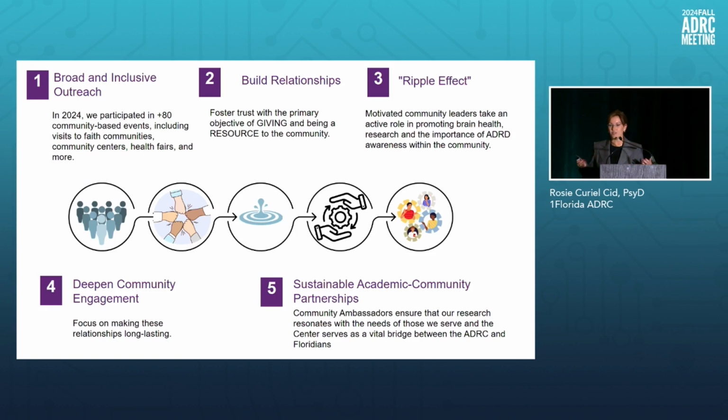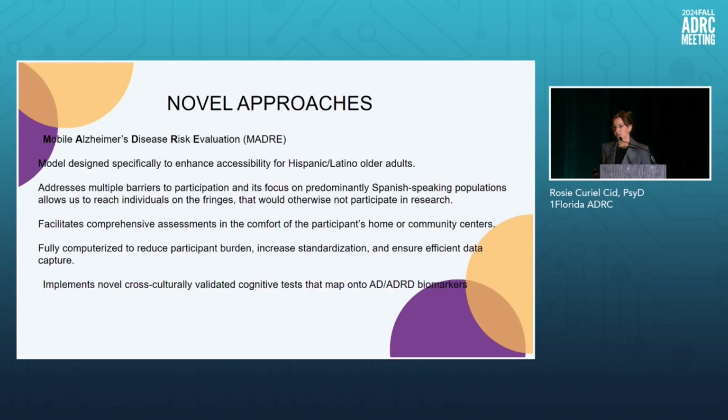So our model is one of broad and inclusive outreach. In 2024, we have already participated in over 80 community-based events, including faith communities and community centers. And this really has allowed us to build relationships, being a source of giving, being a resource to our communities. This has caused a ripple effect where a lot of motivated individuals that are community leaders have taken on this work and are doing a lot of the work for us within their own communities. It's really deepened our engagement with the communities, and it's building a sustainable academic community partnership.